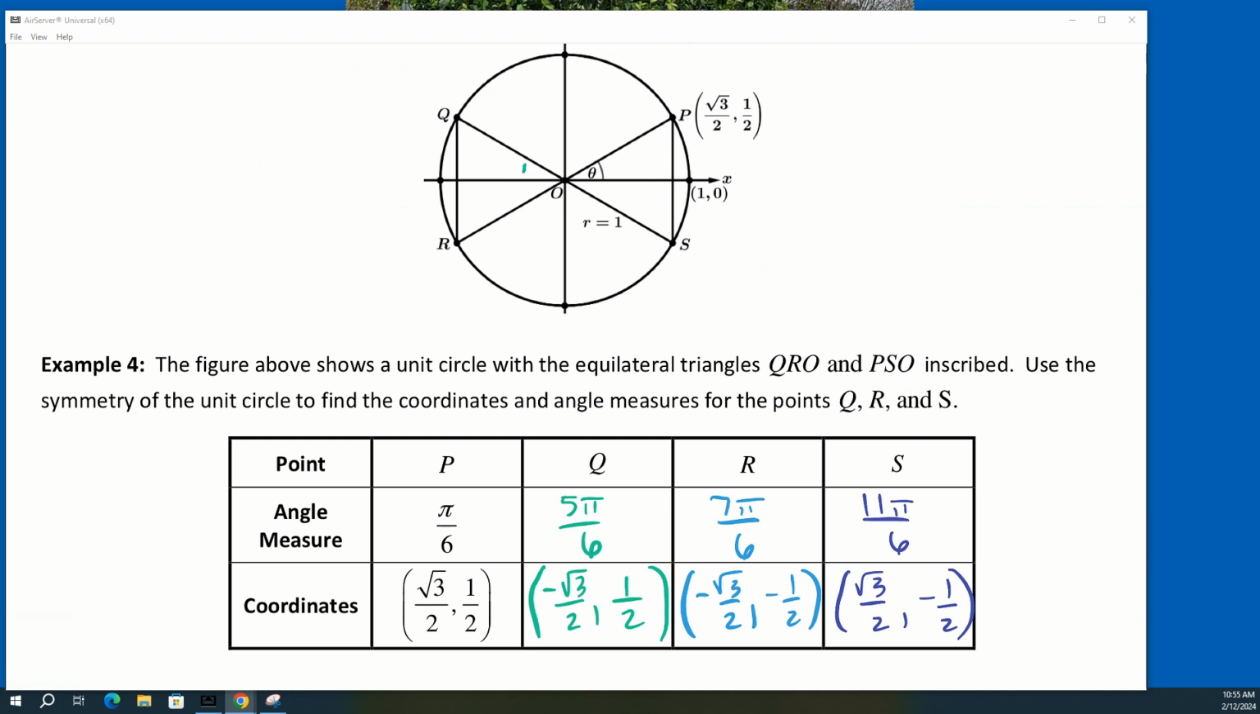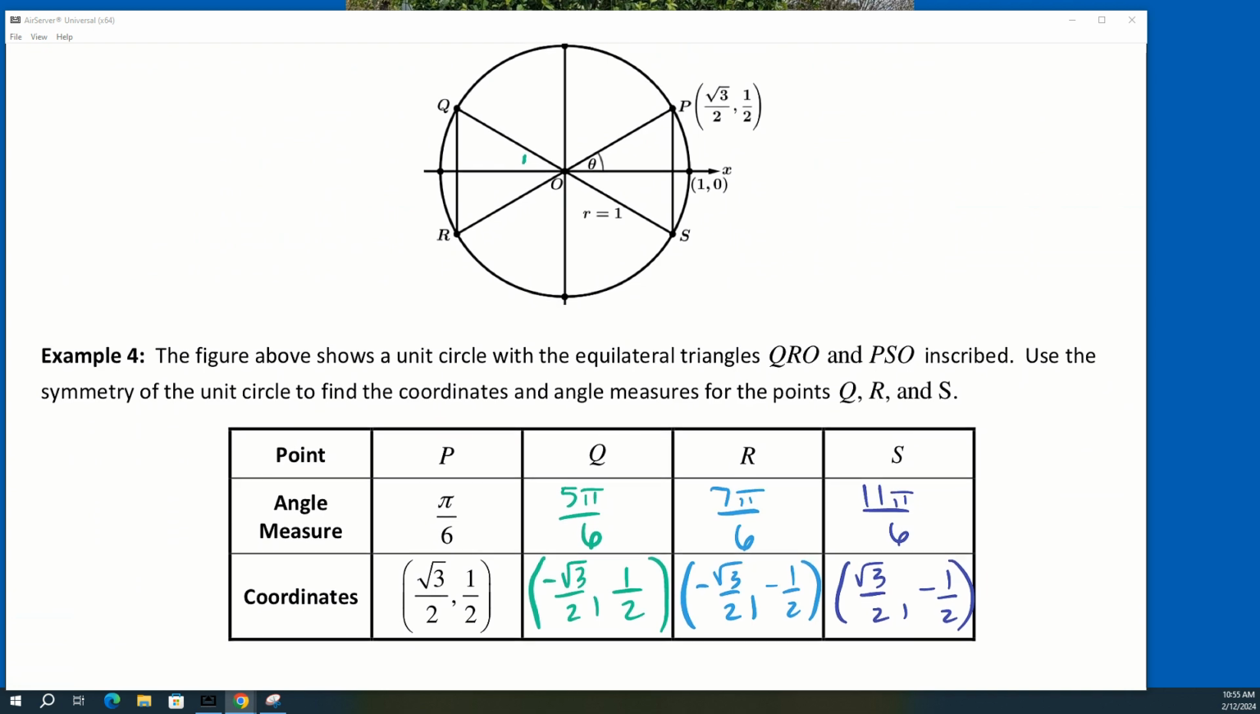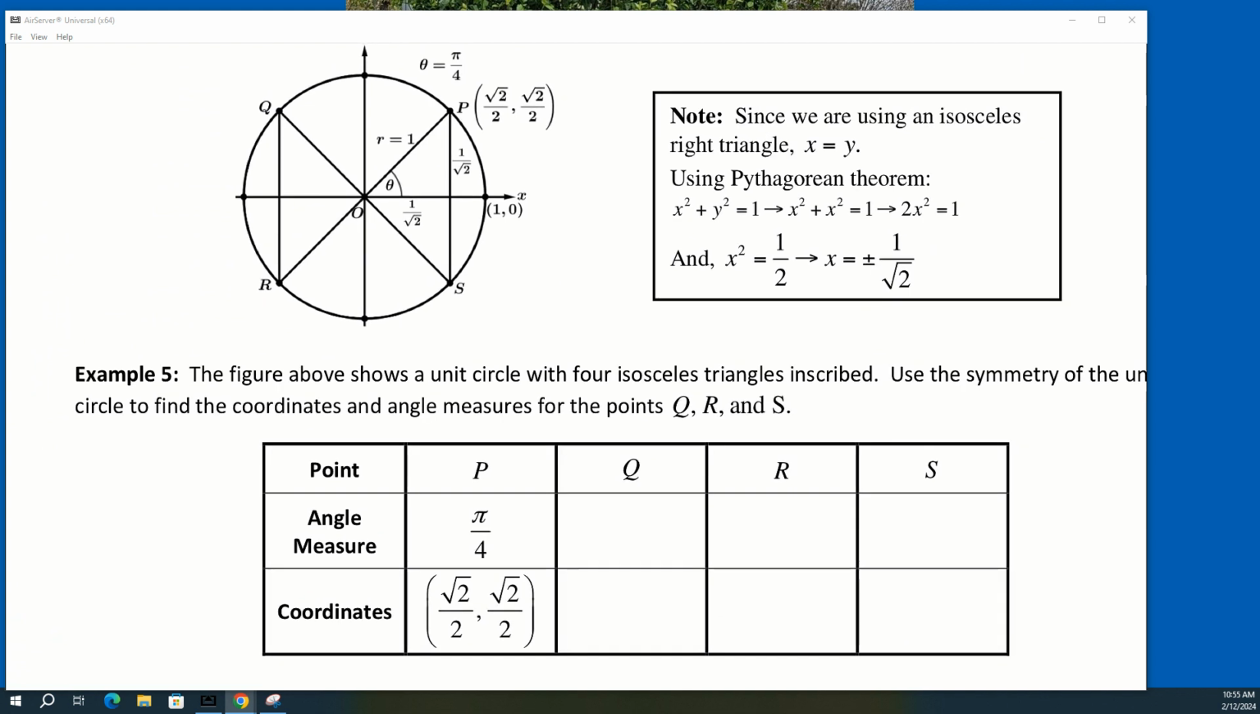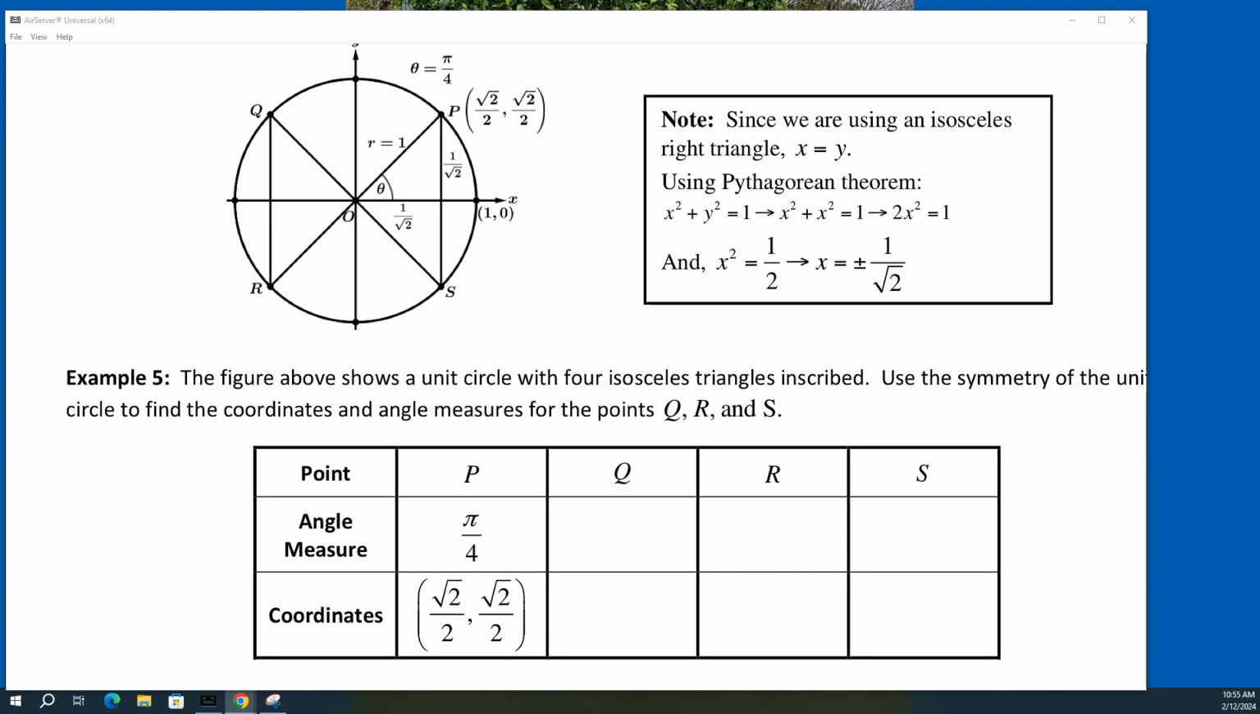All right, so the angles are what we worked on Friday, and today we're going to do angles and we're going to do the ordered pairs. All right, so let's look at the next table. So the next table, we're dealing with pi over 4 as our special angle, and you can look at the math that they figured out, but the ordered pair there is going to be square root of 2 over 2 and square root of 2 over 2.